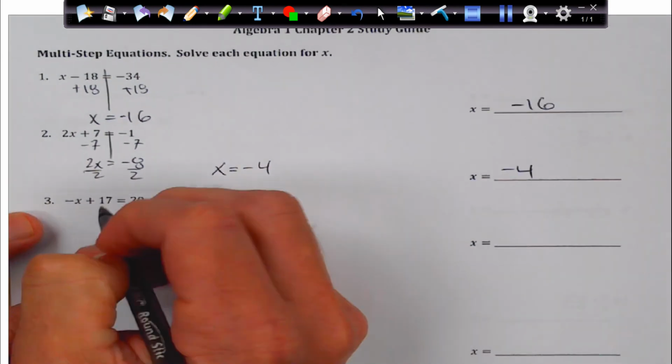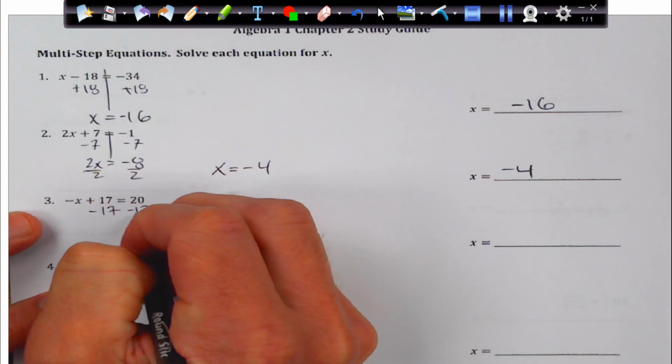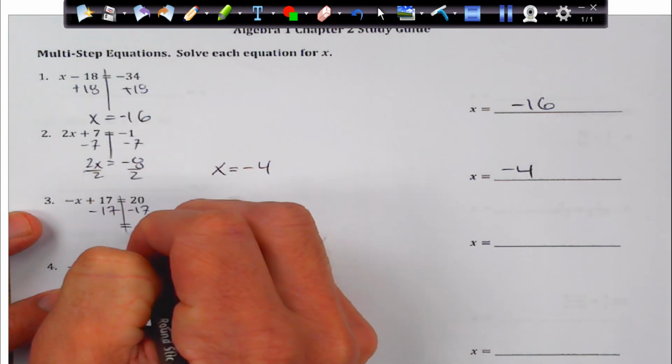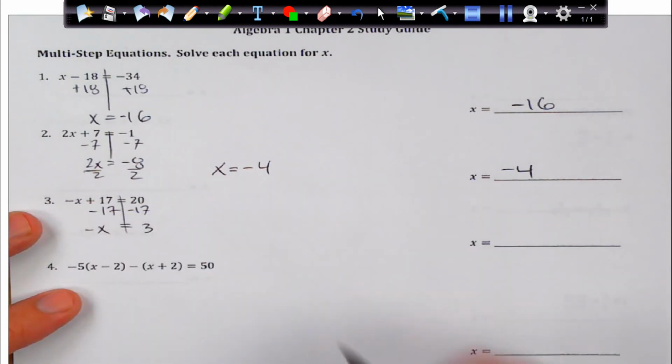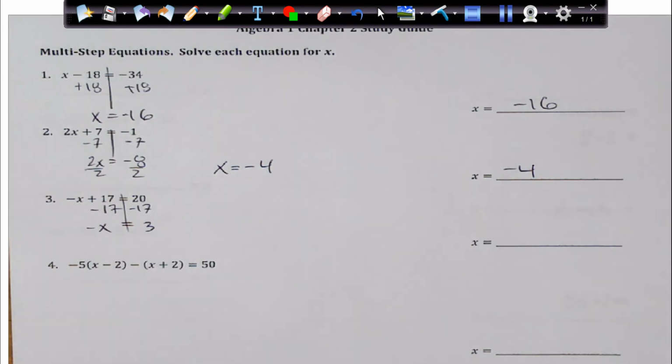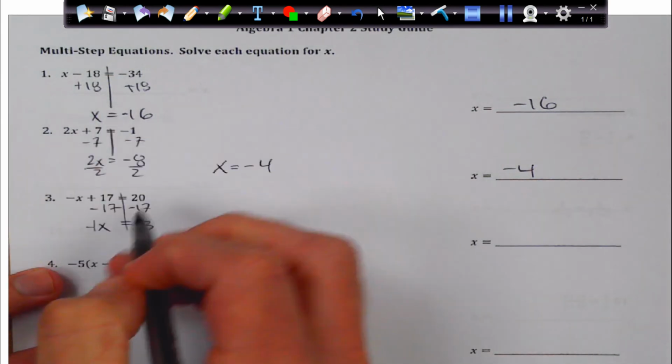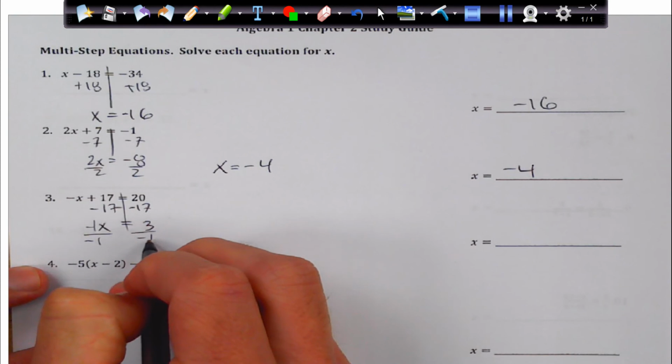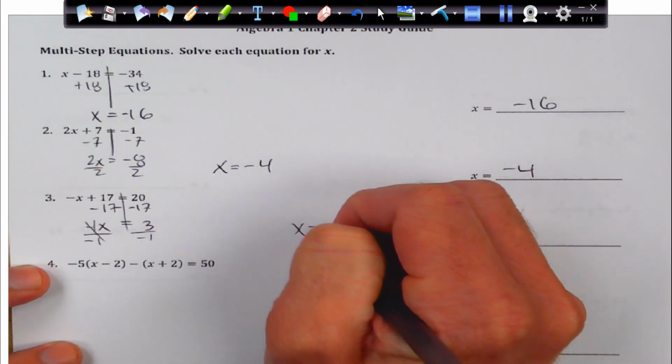This one right here, we're going to subtract 17 on both sides. This is going to give me 3, but it's negative x equals 3, so a lot of students might stop and say, oh, it's 3, but there's technically a negative 1 right here, so we're going to divide by negative 1 on both sides. That cancels, so x actually ends up being a negative 3.